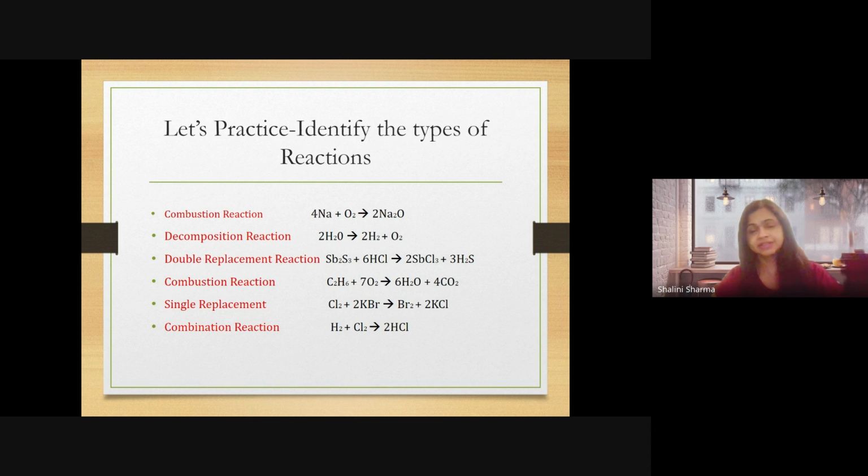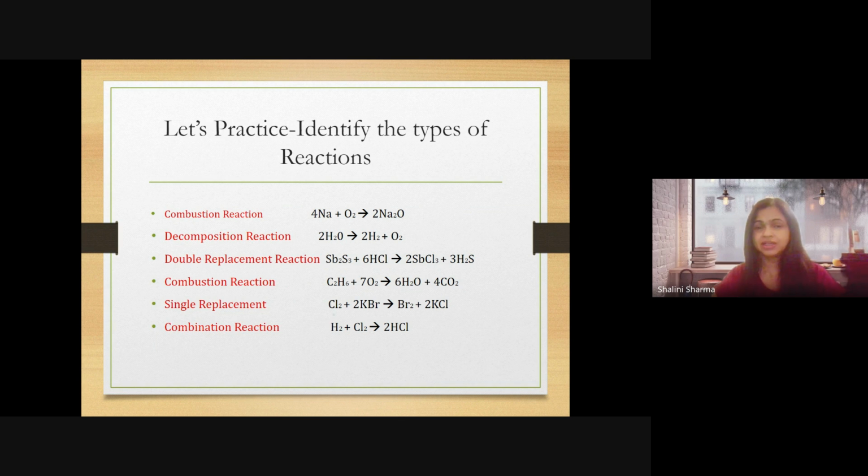Looking at the next example now, single replacement. Now, how is this one an example for single replacement? Here, chlorine reacts with potassium bromide, forming bromine and potassium chloride. Now, don't forget about the activity series of metals. So that will help you understand which element will be replaced by which one.